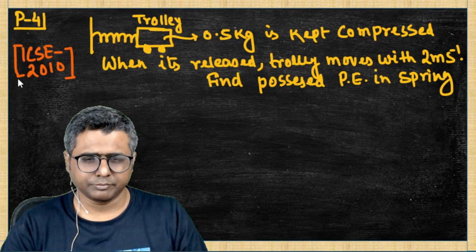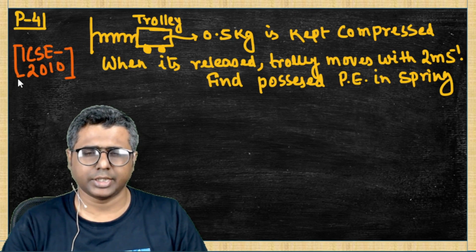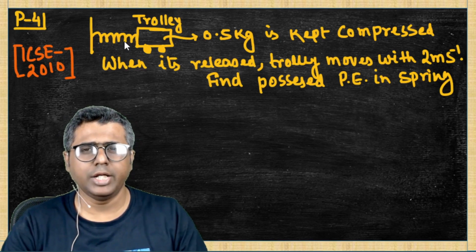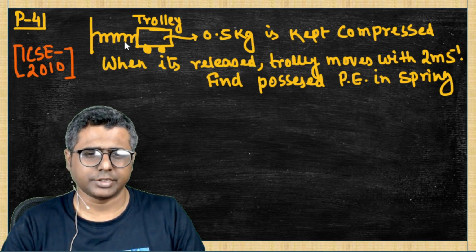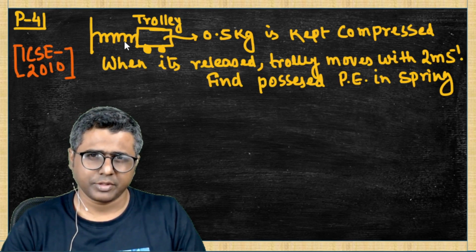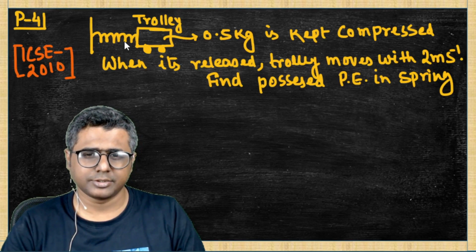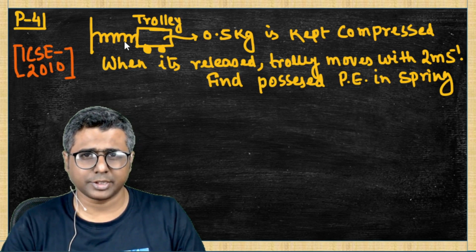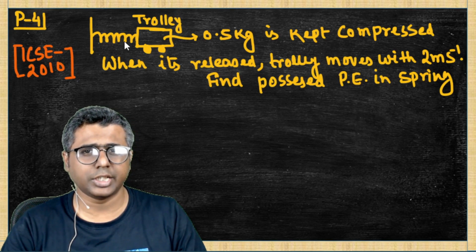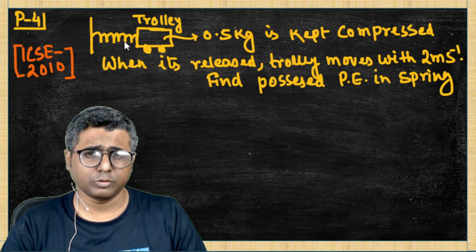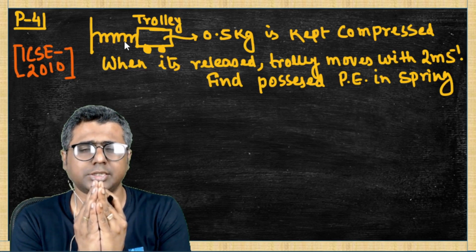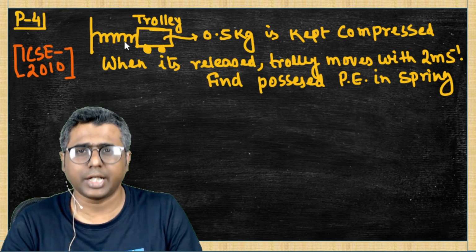This is our next problem, another different kind of problem asked in ICSE 2010, and here is a spring holding a trolley of 0.5 kg and it is kept in compressed state. When the spring is released, the trolley moves with 2 meter per second. We have to find out the potential energy originally there in the spring. So when the spring was compressed, it had stored potential energy. As soon as it is released, it gets converted to the kinetic energy.